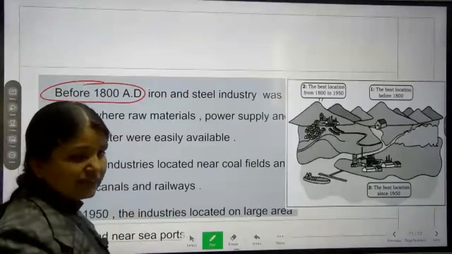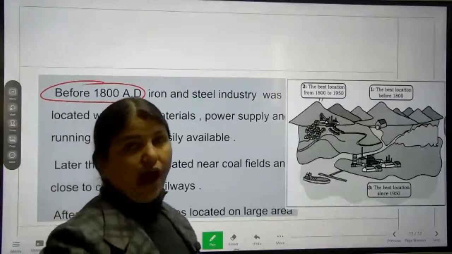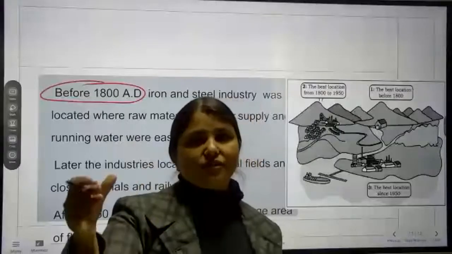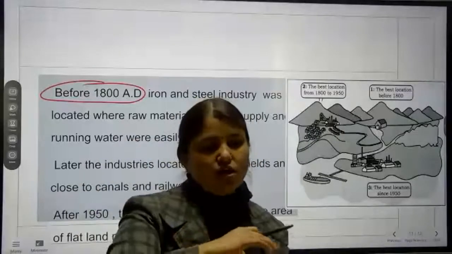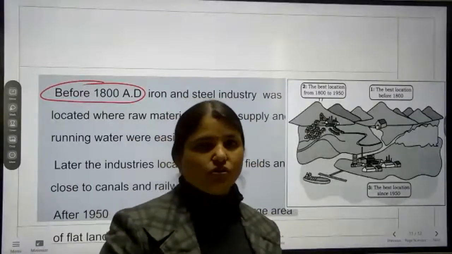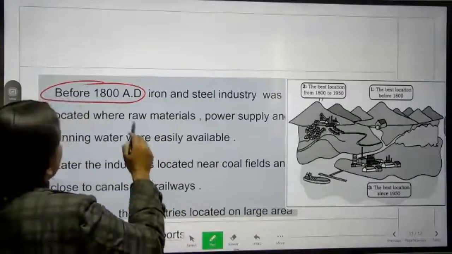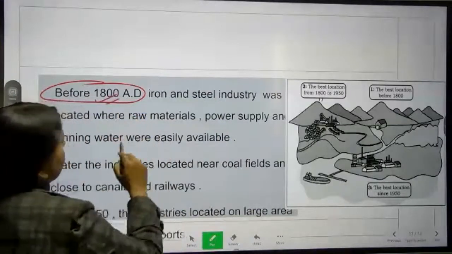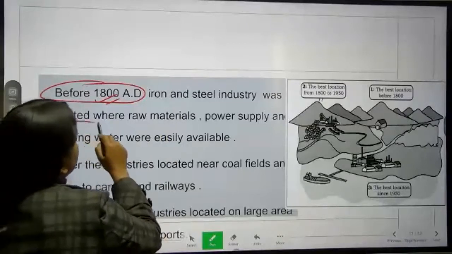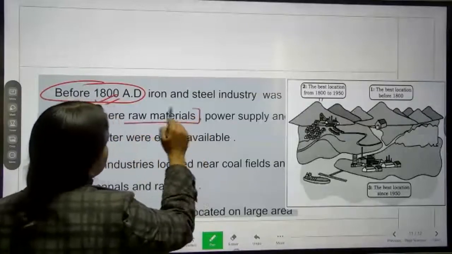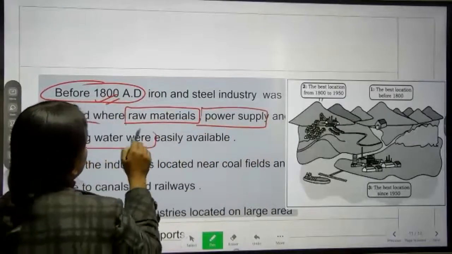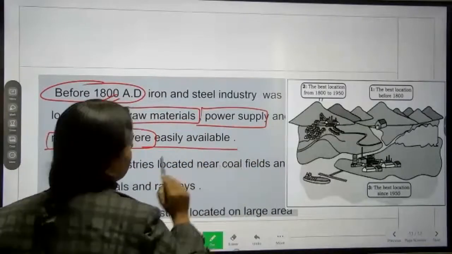AD means Anno Domini, or after Christ. As you know, we have the calendar after Christ, before Christ, etc. So here the meaning of AD is Anno Domini, or after Christ also we can say. So before the year 1800, iron and steel industries were located where raw material, power supply and running water were easily available.